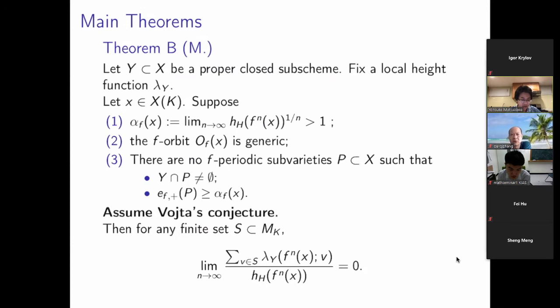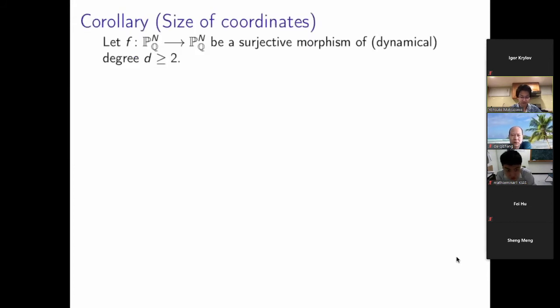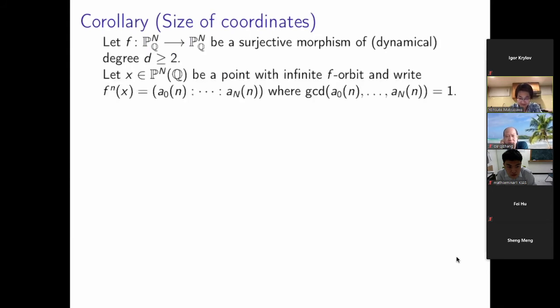I'm going to sketch the proof later, but before doing so, let me show you some fun corollaries. The first is the size of coordinates. This is a really fun part of doing arithmetic dynamics, personally. Let's consider a surjective endomorphism on projective space defined over Q, and the degree is at least 2. As before, let's write the orbit in this way, where a_0 to a_n are coprime integers.